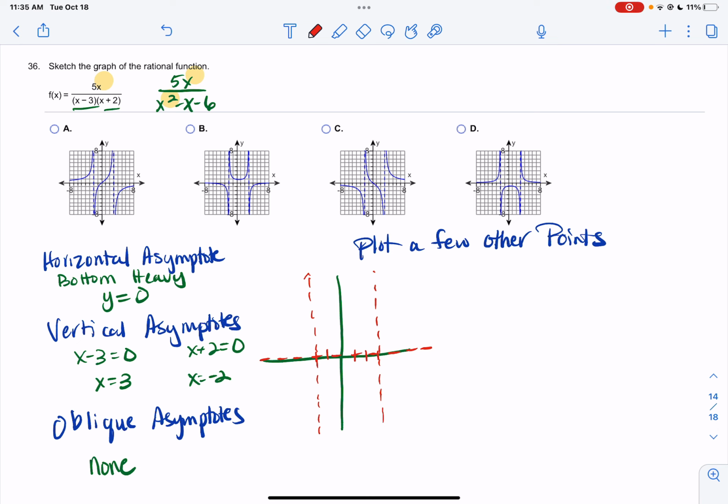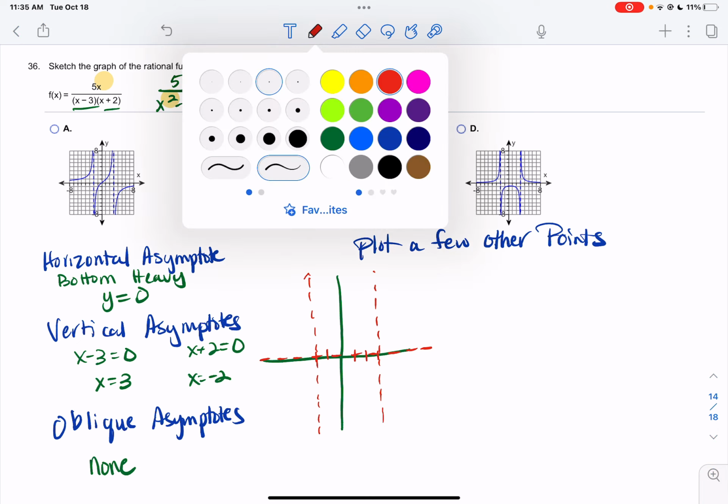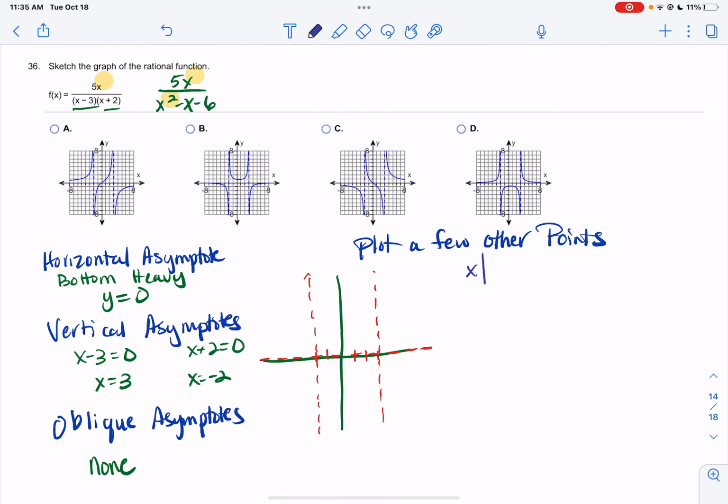All right, so we've got to plot a few other points to figure out what's going on with this rational function. So let's make a table of values. I like to choose a couple numbers in each interval of the number line that's separated by those vertical asymptotes. So let's do perhaps x equals negative 4, x equals negative 3, and x equals negative 2. Well, at negative 2, that's where you have your vertical asymptote. So if you try plugging that in, you're going to divide by 0. It's an error. So our function can be evaluated, though, at negative 4 and negative 3.